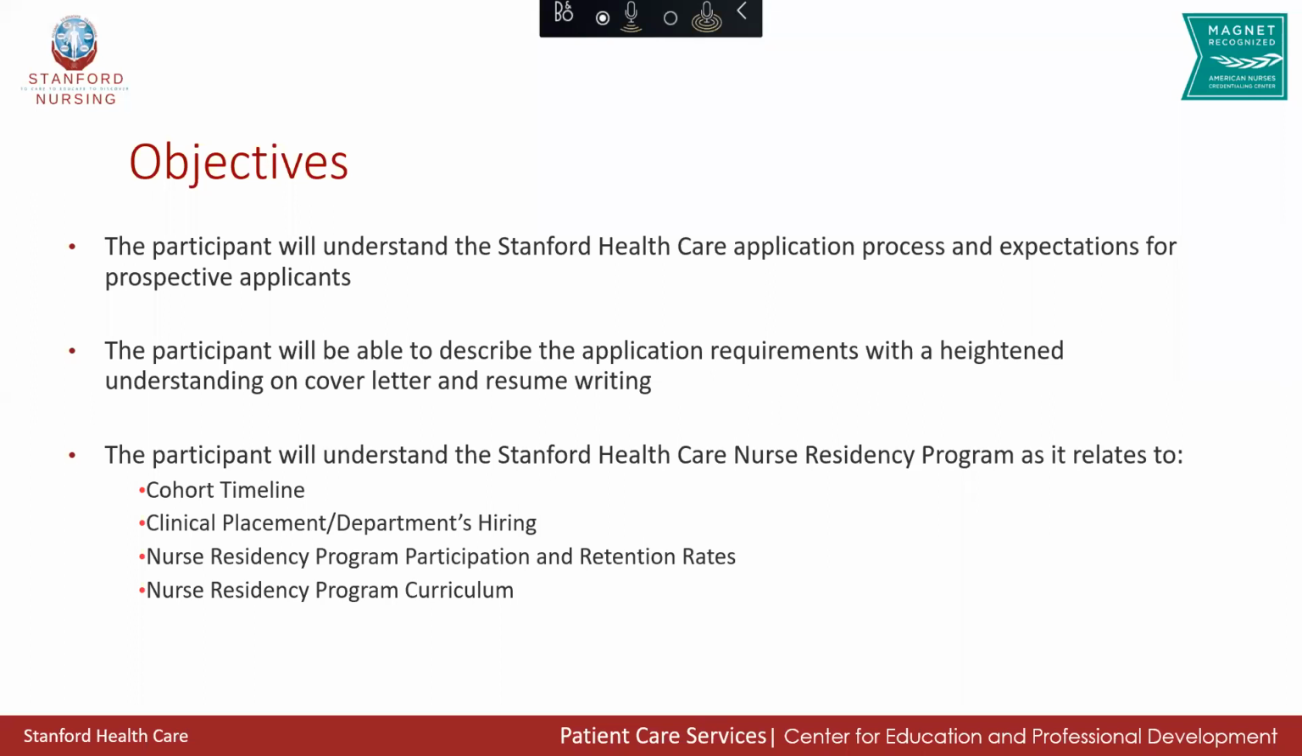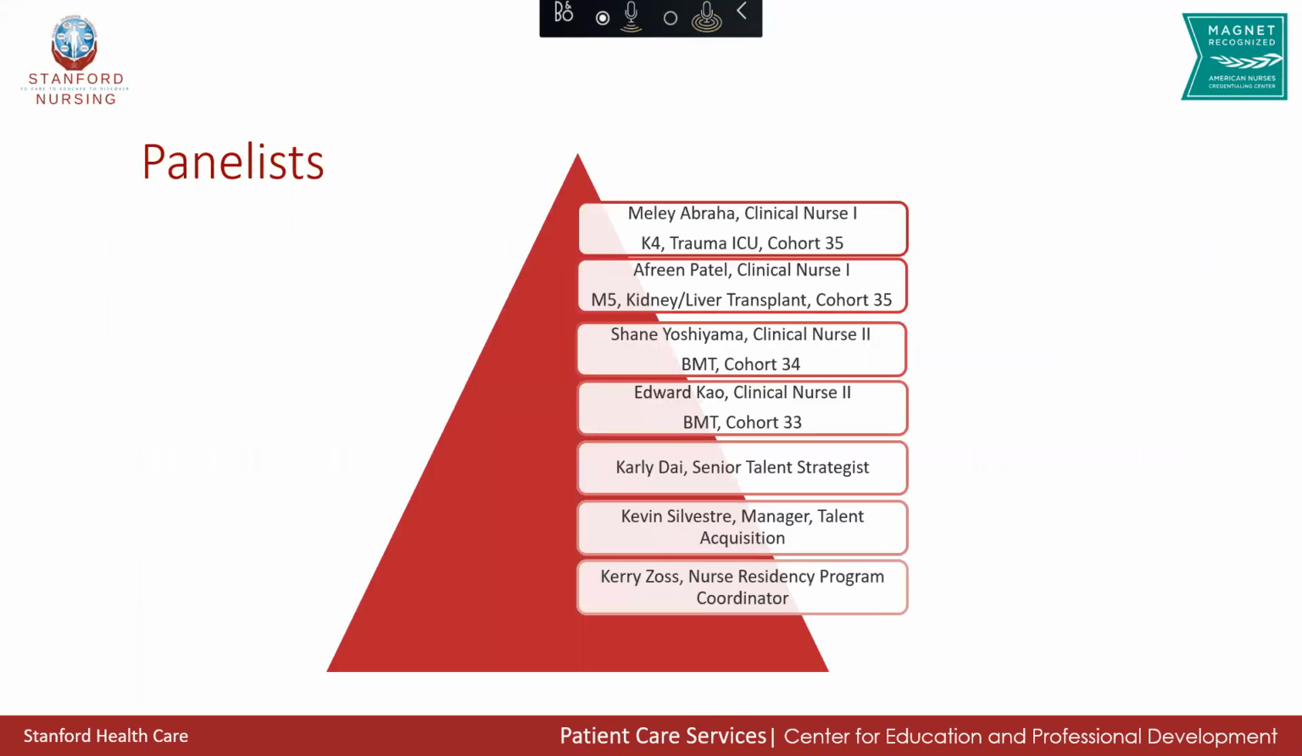So what is the timeline for our fiscal year 2022 cohorts? What units and departments are hiring? What is the participation? What is the volume? How many people are we expected to hire? And what is our current retention rate? And then what is the nurse residency program? What is the curriculum? And what should I expect, should I be hired into this program?